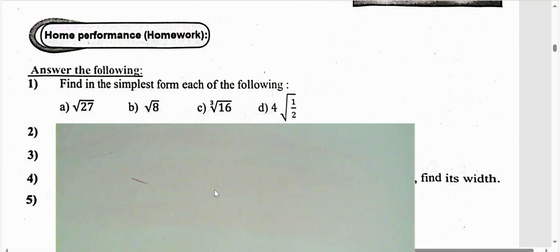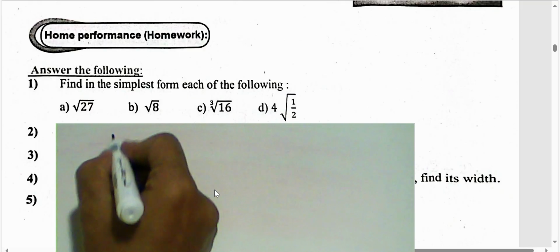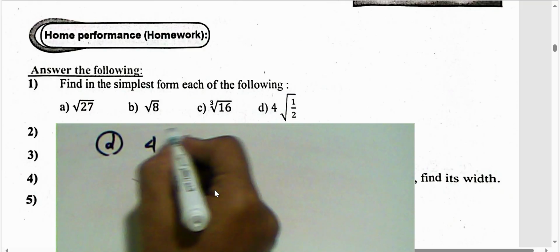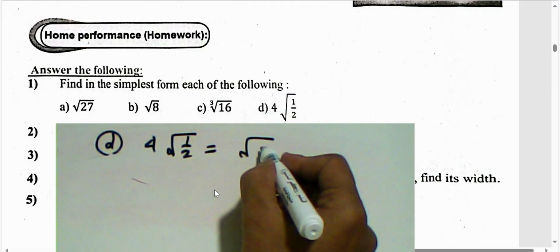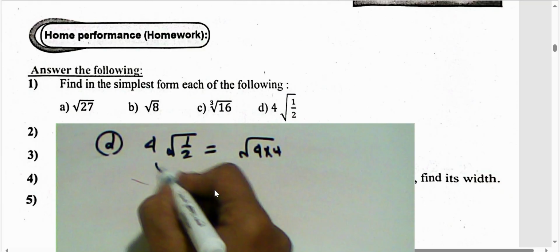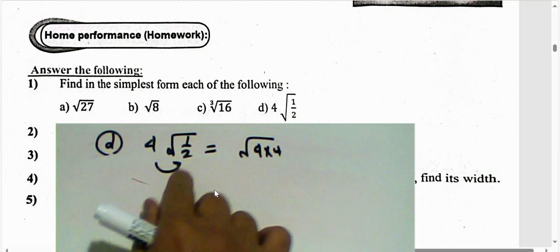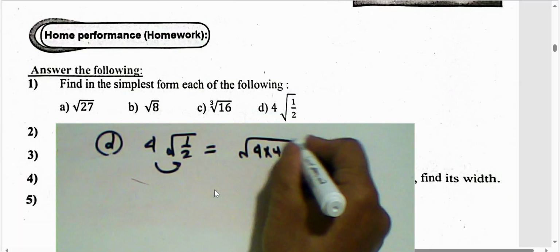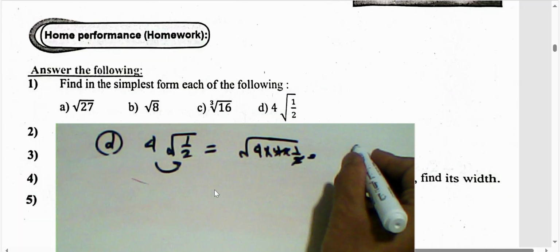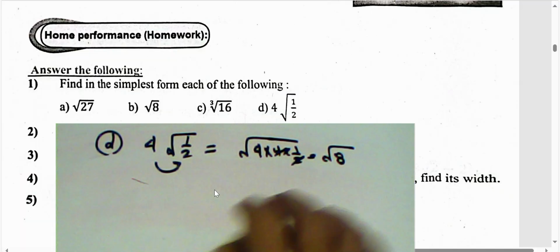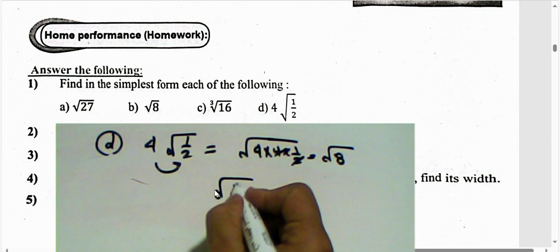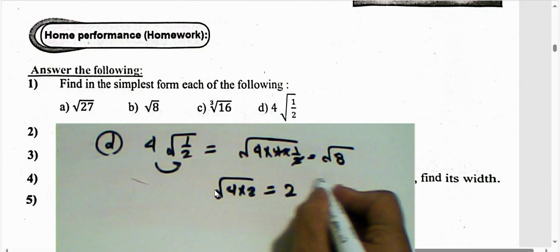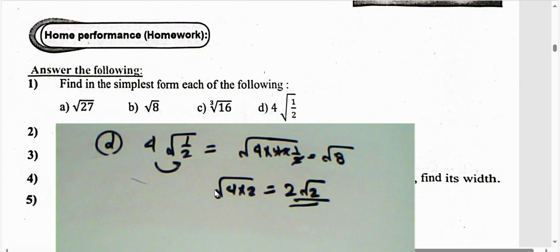Next question, letter D. We have 4 multiplied by square root of half. We must write 4 under the square root: 4 times 4 times half. 4 divided by 2 times 4 equals 8. And square root of 8: we know 8 equals 4 times 2, and square root of 4 equals 2. Then the answer will be 2 root 2 in the simplest form. Next question.